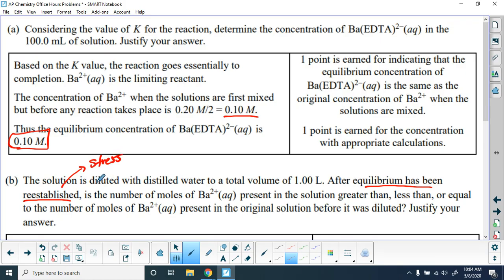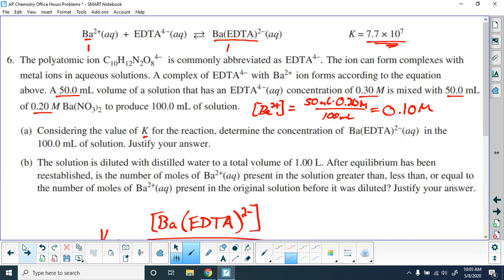So what was my stress? We diluted the solution. That's what my stress was. So I apply the stress to my equilibrium position, and I want to know what happens to my number of moles of barium in the solution after it reestablishes equilibrium. Well, does it shift to the left or to the right, or does it not shift at all if I apply that stress? So let's take a look at that.